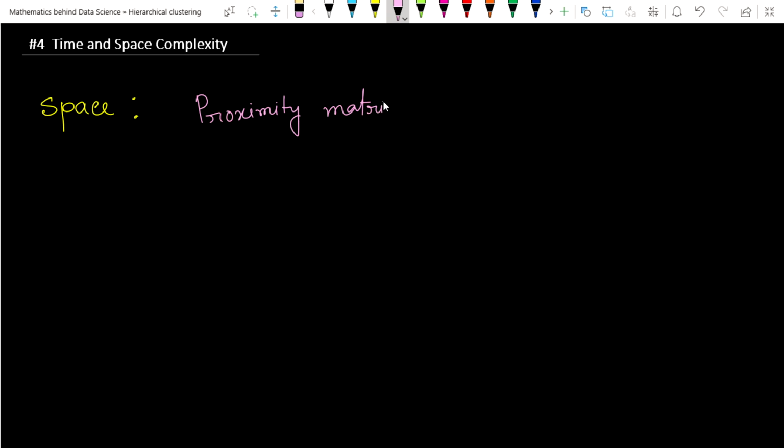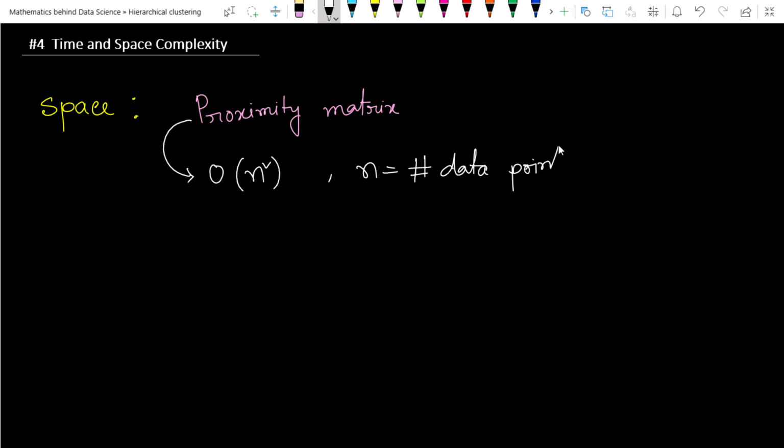And in each iteration, we need to store this matrix to make the clusters of each iteration. Because of these reasons, the space complexity for hierarchical clustering is order of n squared. At least order of n squared space is required to store the proximity matrix in each iteration. Here n is the number of data points that we need to store. This is the space complexity.